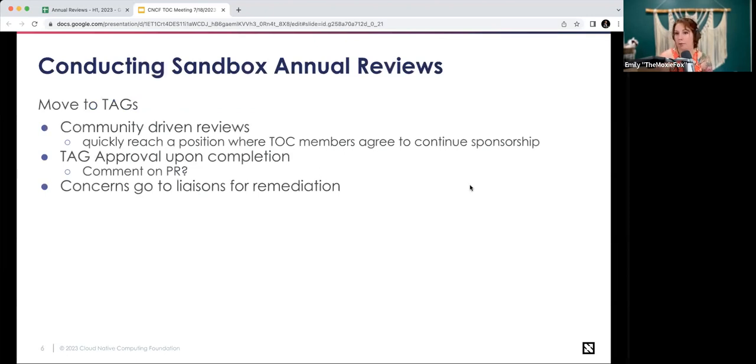But through various conversations with TOC and TAG chairs and TAG members, we'd like to return sandbox annual reviews to the TAGs. In order to do that, we need to ensure that they're community driven and that we can still quickly reach a position where the TOC agrees to continue the sponsorship of the projects as part of Sandbox. We're not entirely sure what the process looks like. Some of the recommendations include that when a TAG is done reviewing a Sandbox annual review, they could provide a comment on the PR, and any concerns that show up as part of that review go to the TOC liaisons for remediation. So those are just some of the ideas.